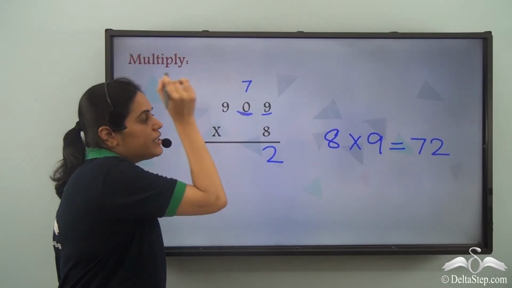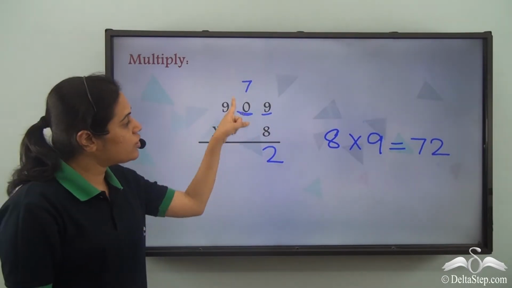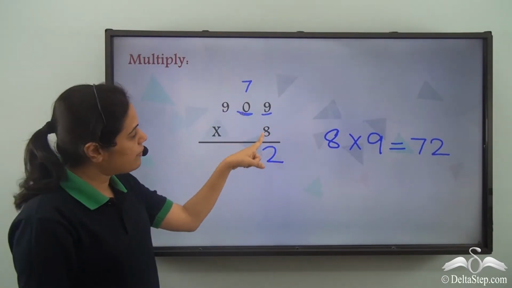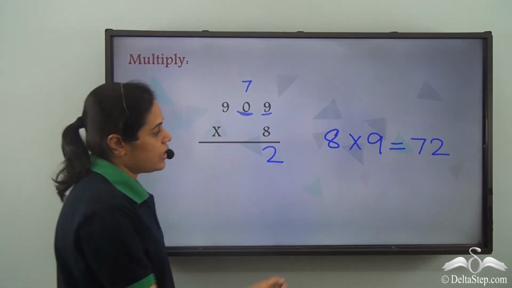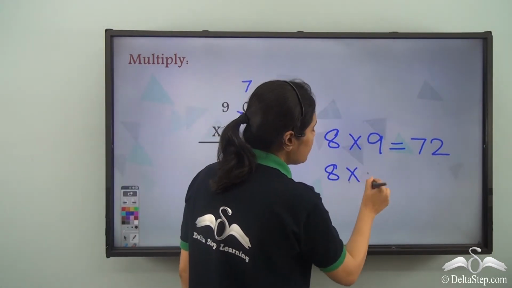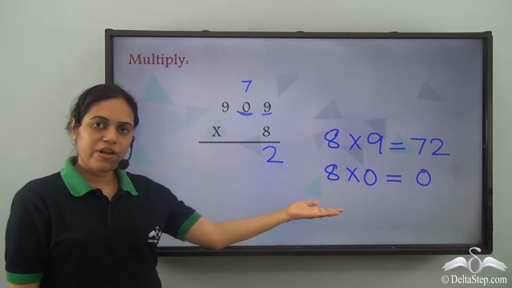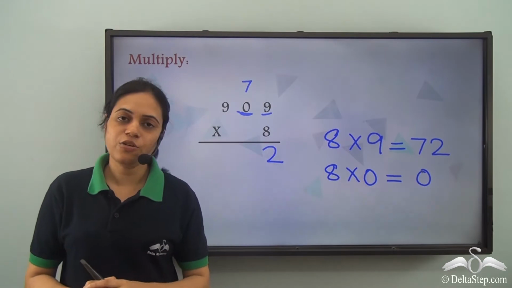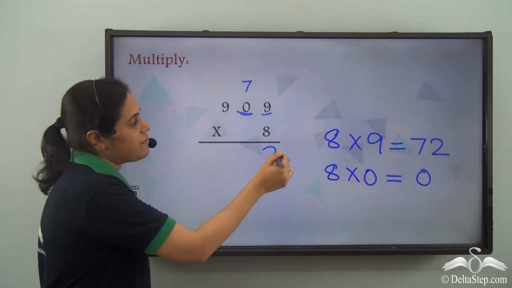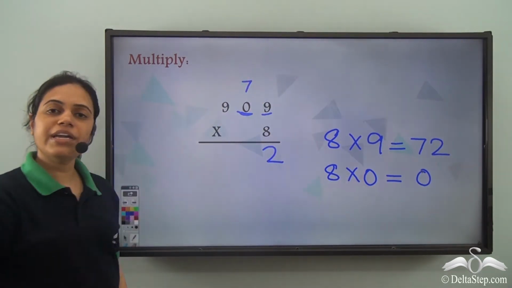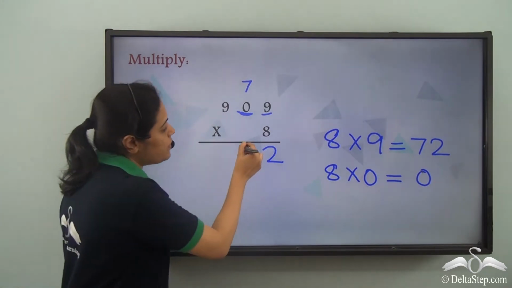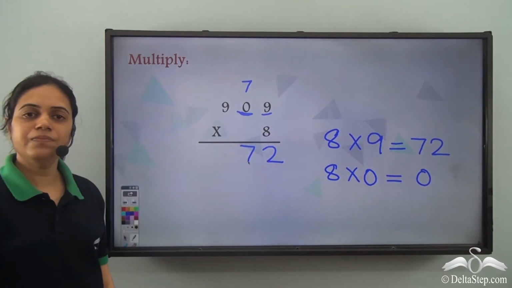This is the digit in the tens place. These are the two numbers being multiplied. So I multiply 8 by 0. 8 into 0 is 0. 0 when multiplied with any number gives 0. So I have 0, and to this 0 I need to add 7. 0 plus 7 gives me 7.